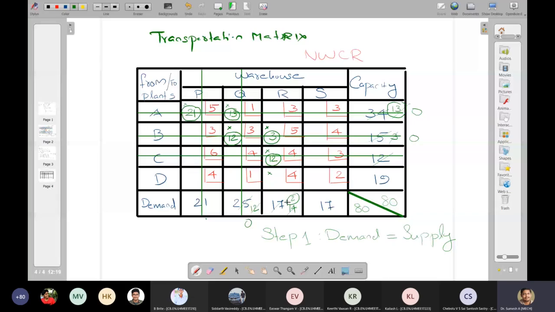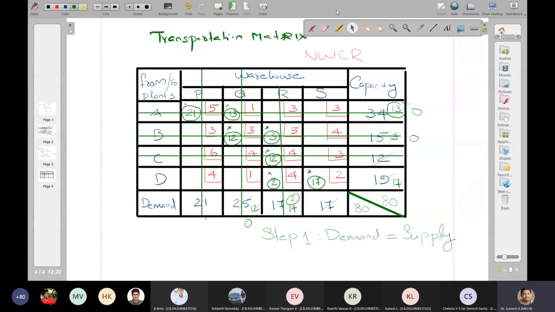Left out only will be DS. If you observe, this 2 has gone and 17 is left. So 17 is the demand and 17 is the capacity. I will allocate the 17 over here. You can see all the demand and all the capacities are now allocated.